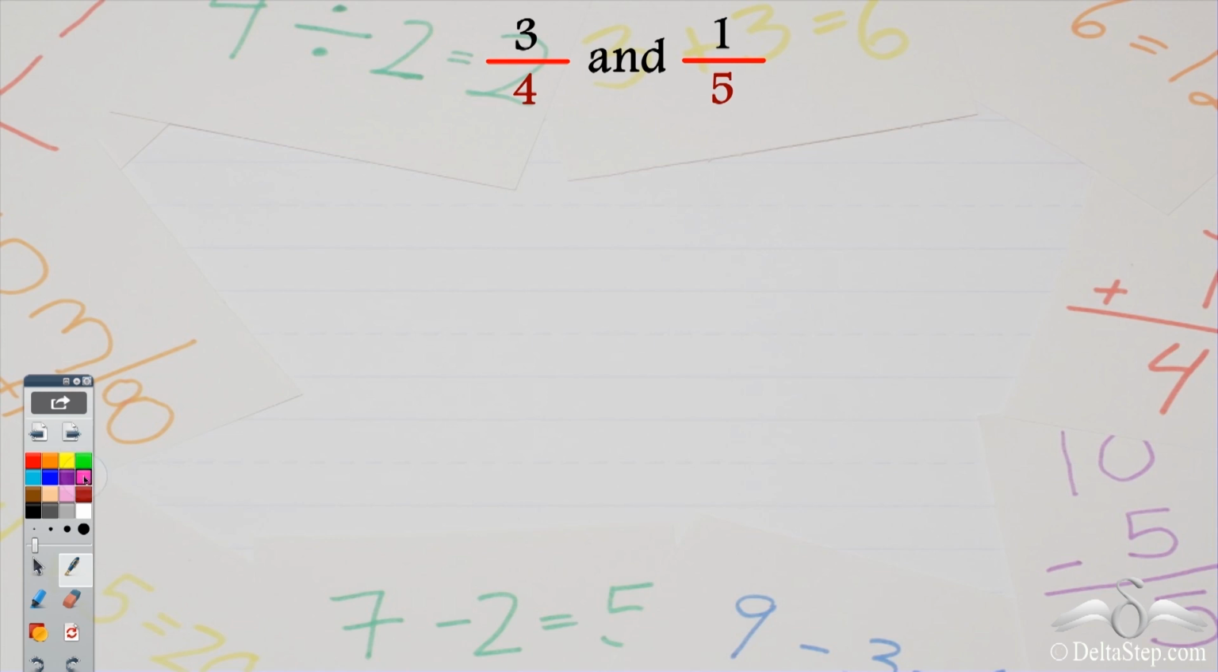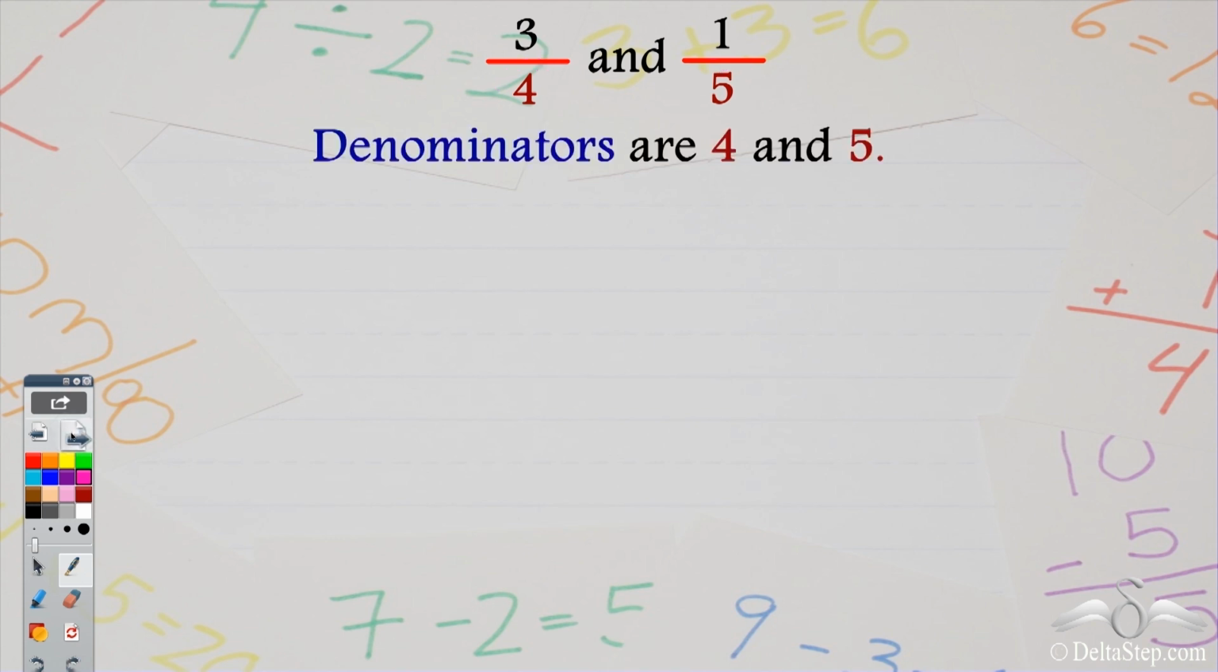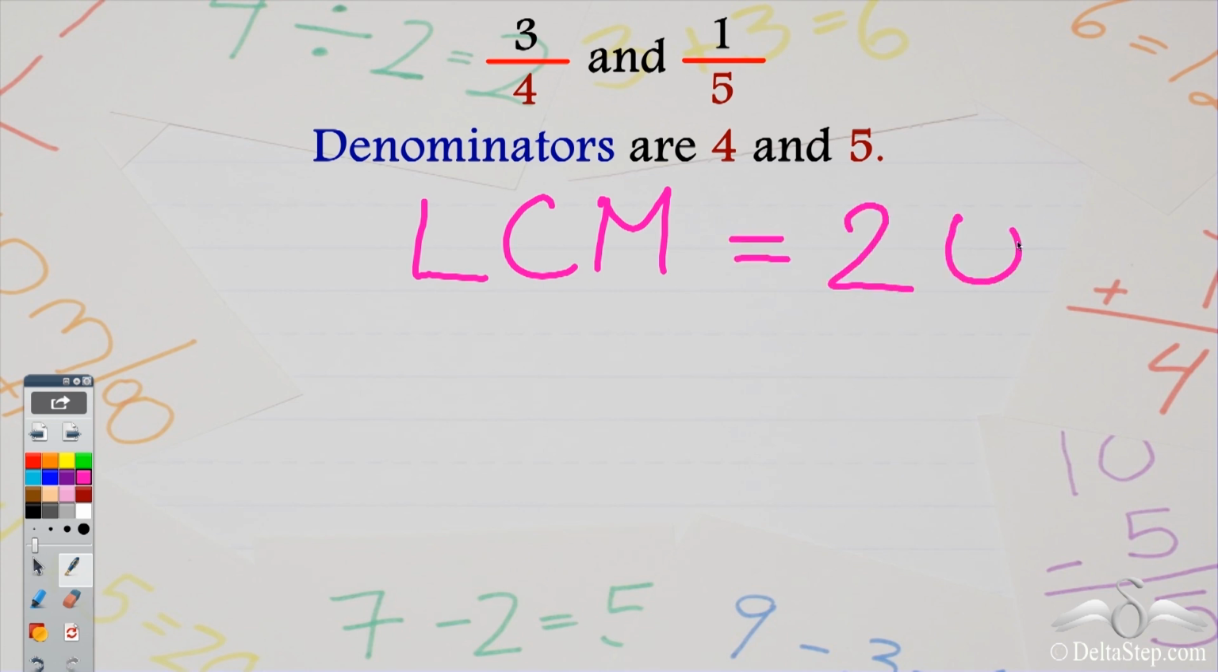So I have 3 by 4 and 1 by 5. So take the denominators because I want to make the denominators equal. So the denominators are 4 and 5. Next, find the LCM of the denominators. So I need to find the LCM of 4 and 5. LCM of 4 and 5 is 20.